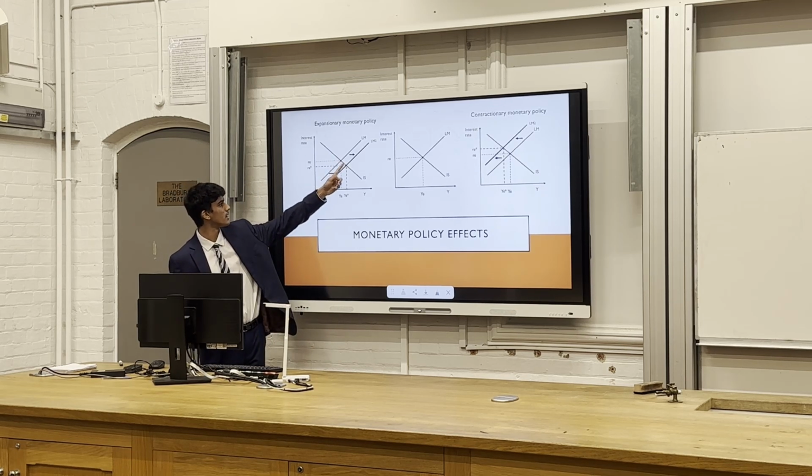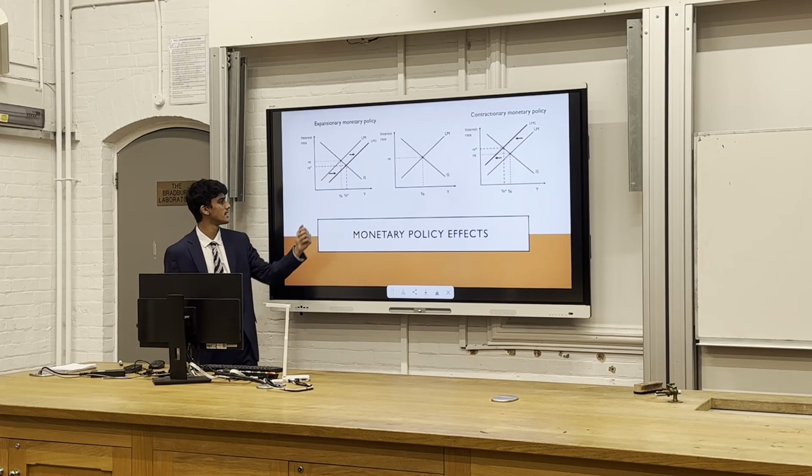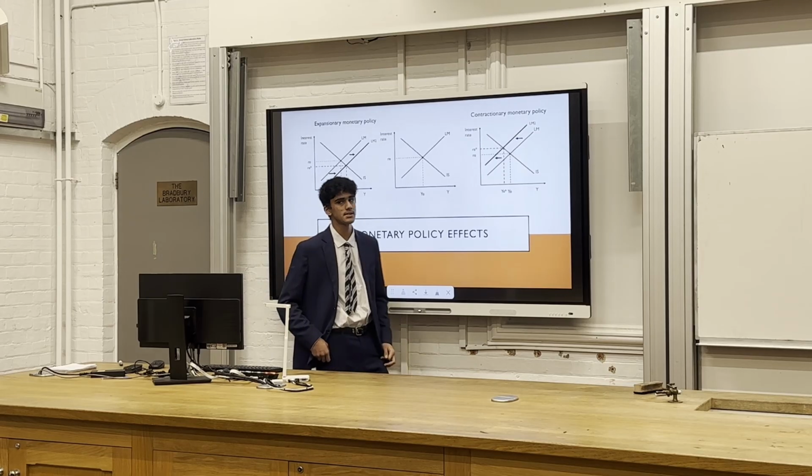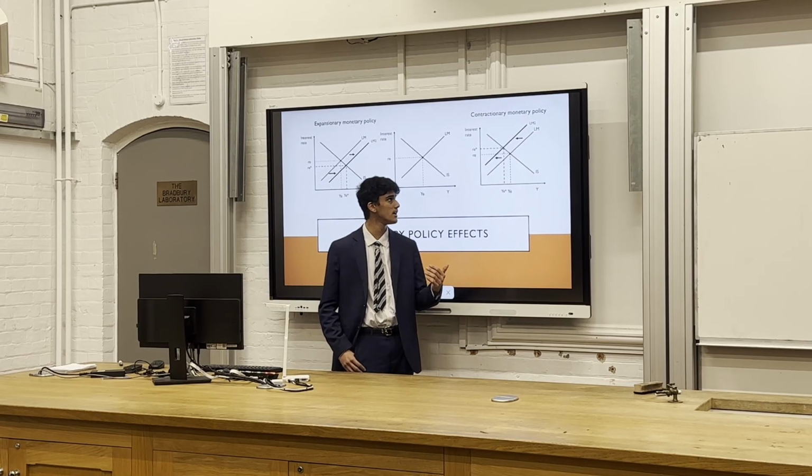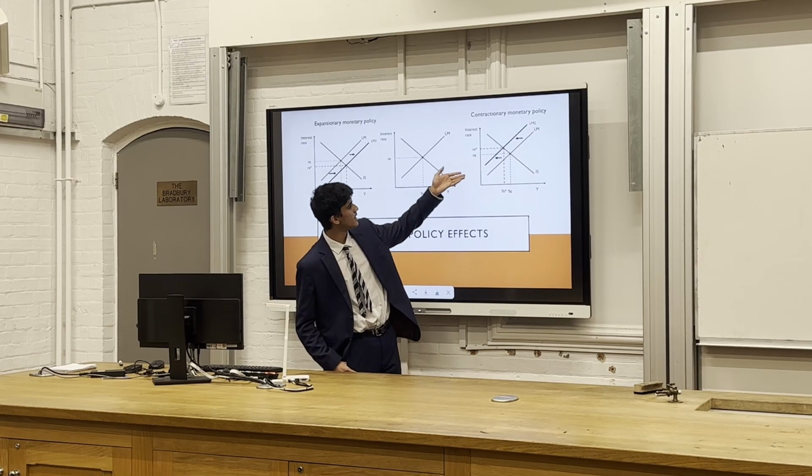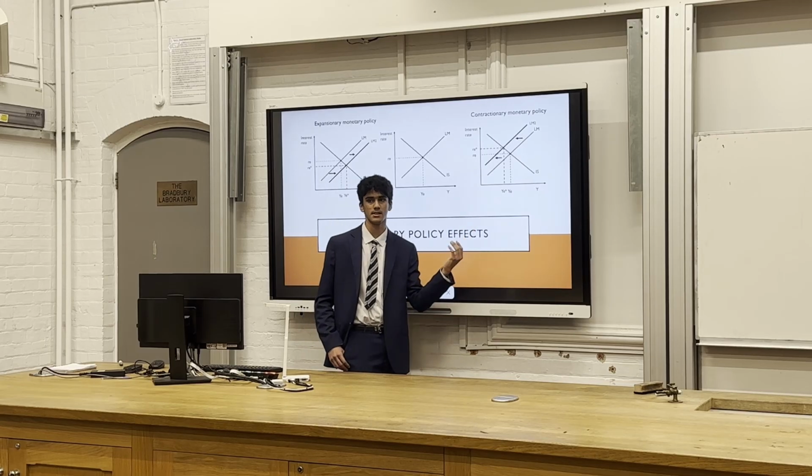There's a fall in interest rates from this level to this level. There's an increase in real GDP from here to here. It's the opposite for contractionary monetary policy, so that's when the central bank reduces the supply of money. The LM curve shifts left instead. There's an increase in interest rates and a decrease in real GDP.